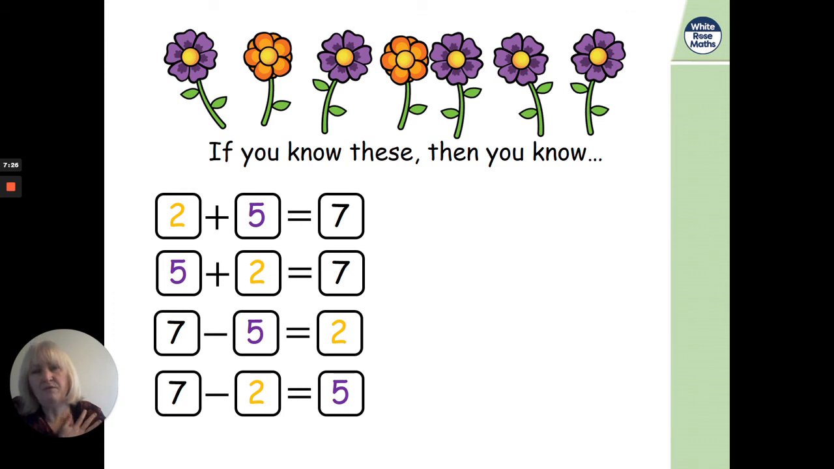If you know these, then you know some more facts as well. Have a little think. Look at the first number sentence here. 2 add 5 equals 7. If we know this is true, then we also know that 7 equals 2 add 5. Look at the second one. We also know that 7 equals 5 add 2. What else do we know? Have a think.